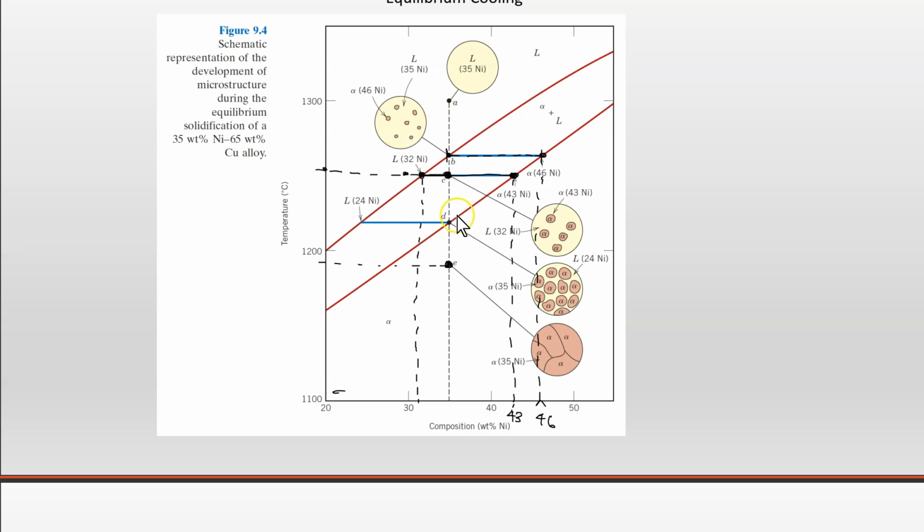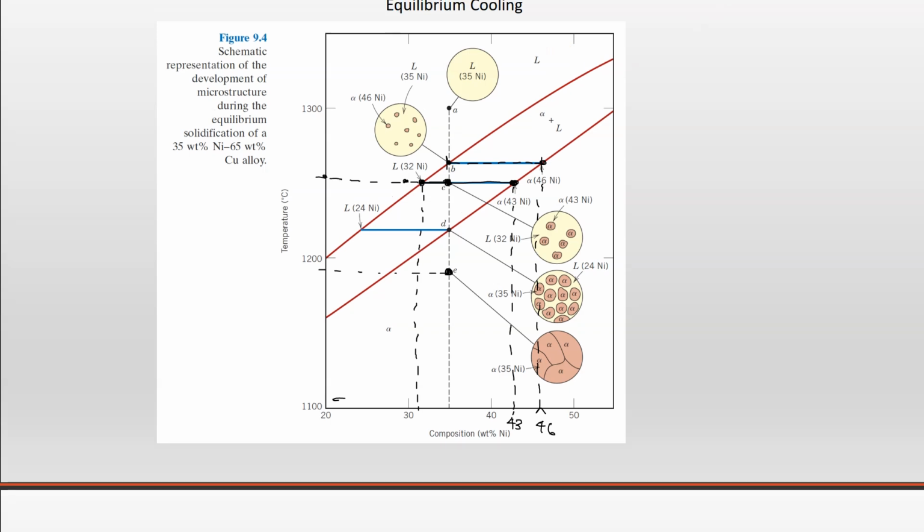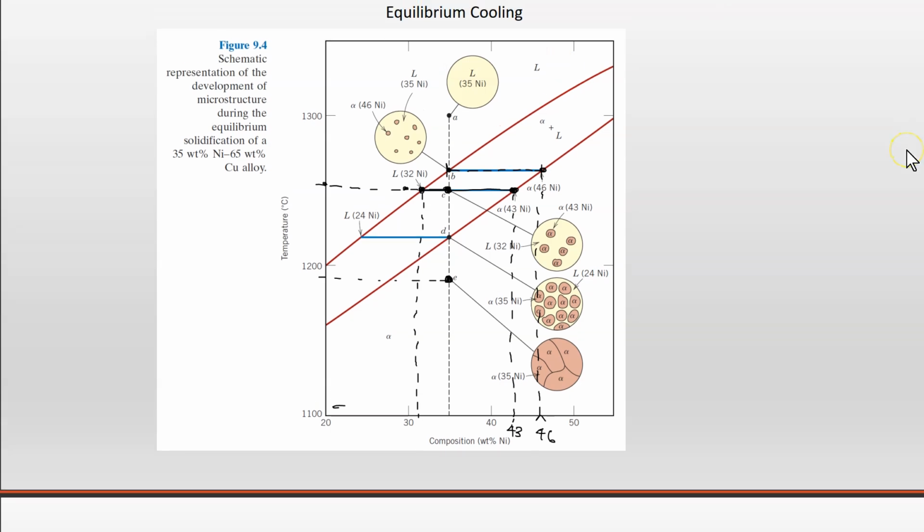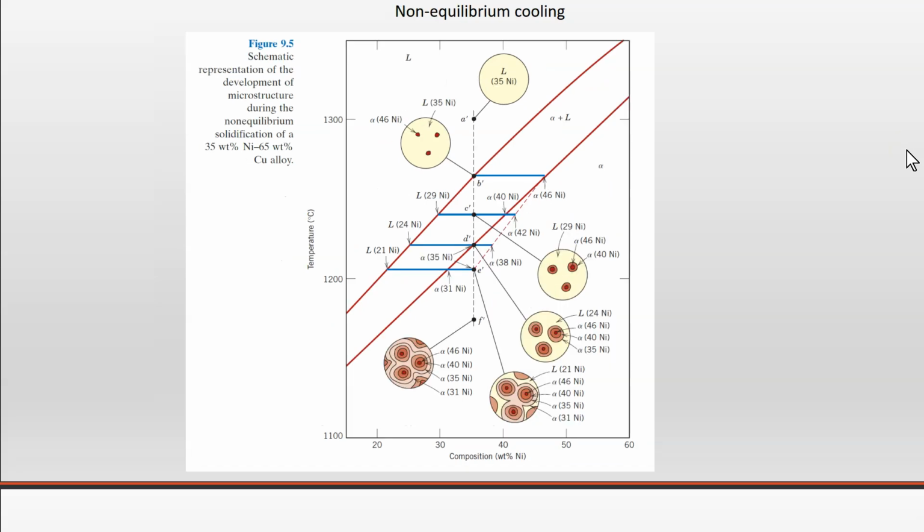What we've seen here is what we'd expect under extremely slow cooling, or equilibrium cooling. If we cool quickly, we will enter non-equilibrium conditions, and there will not be enough time for homogenization of the solid phases or of the material as a whole. So the first alpha to form will be nickel rich. Okay, so it will be the 46% nickel.